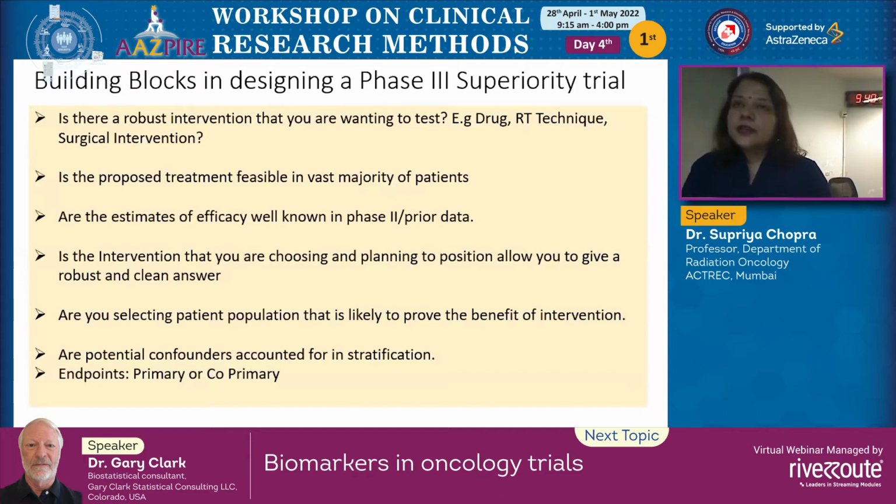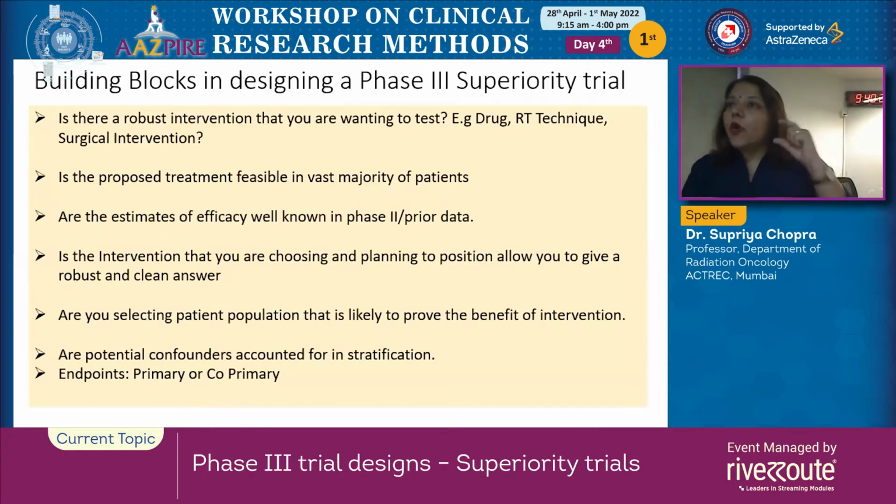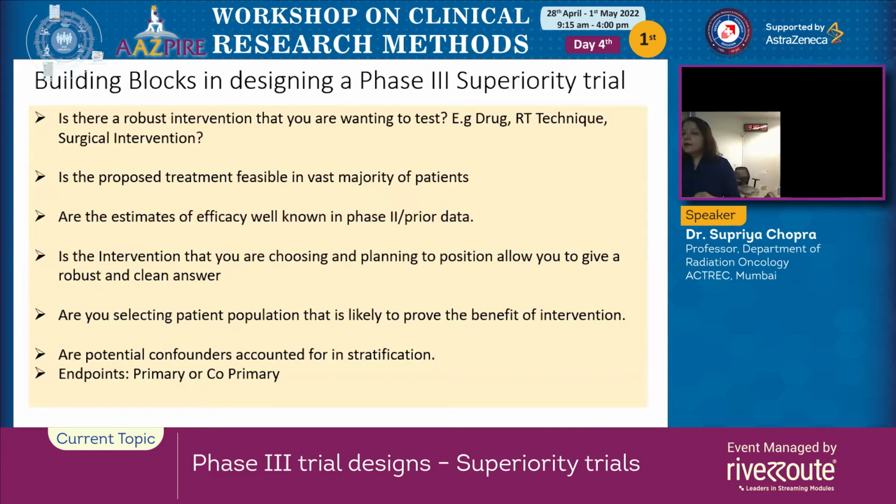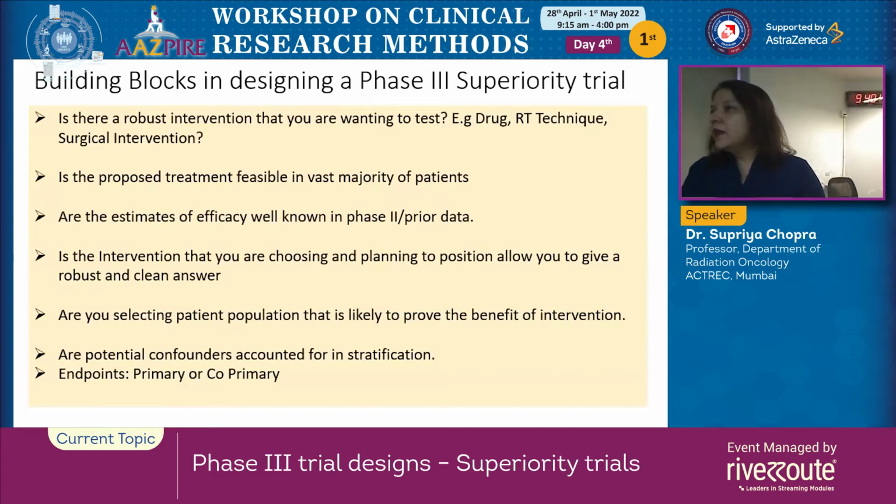Then there may be a radiation technique, right? You have seen Janib is doing some radiation technique. I have to be convinced that the quantum of benefit that it will produce will be of a certain level. Otherwise, why waste time in doing a clinical trial? Then another important thing is that we are proposing something. Is it feasible in the vast majority of patients? I'll come to all these questions one by one with examples. Then, are the estimates of efficacy well known? You may feel something is better, but do you have a percentage value that is allocated to it?